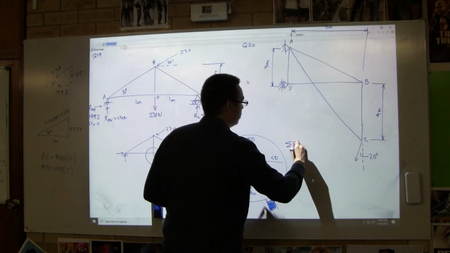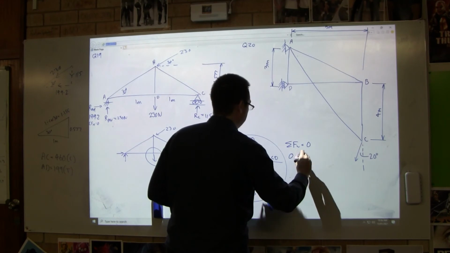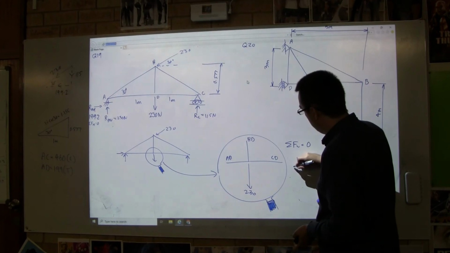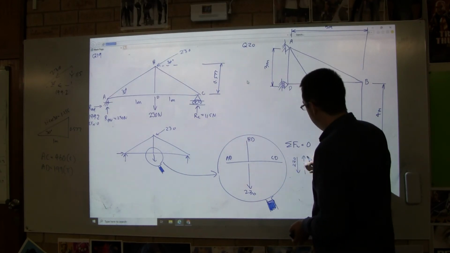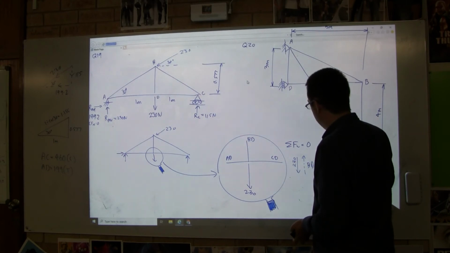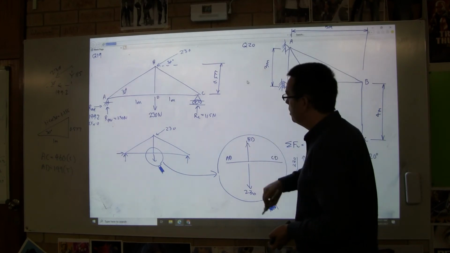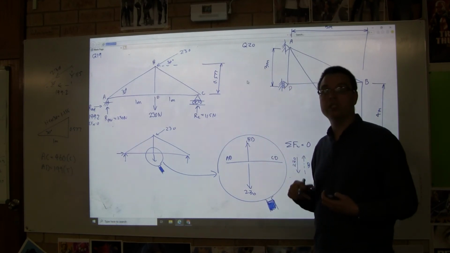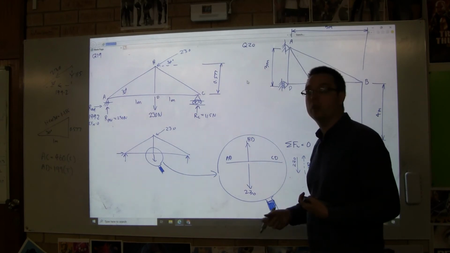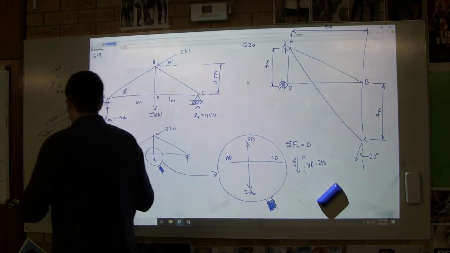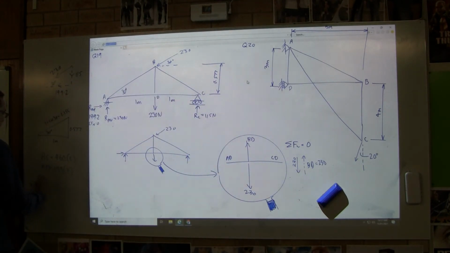okay, if we say sum of the forces vertically equals 0, well, I can just draw, I've got 230 going down, so therefore I must have BD. Now if it's going up, is it pulling out of the node, or is it pushing into the node? It's pulling out. And what did we say if you're pulling out? It's tension. Okay, so BD is going to be 230 in tension. So we could say that BD equals 230 in tension.